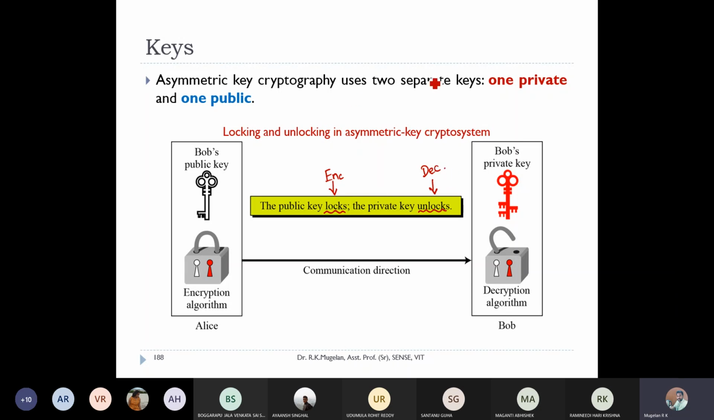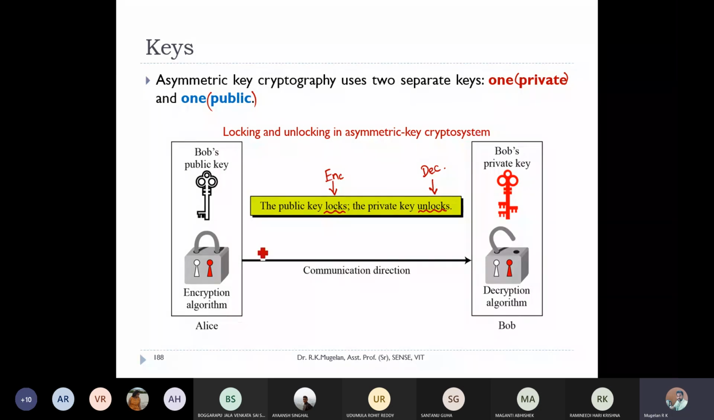Both public key and private key have some mathematical relationship between these two keys, right? Each and every user who is going to use an asymmetric key crypto system will have their own public key and private key.